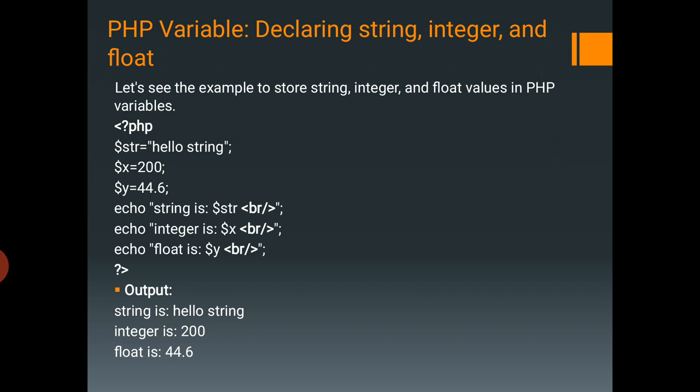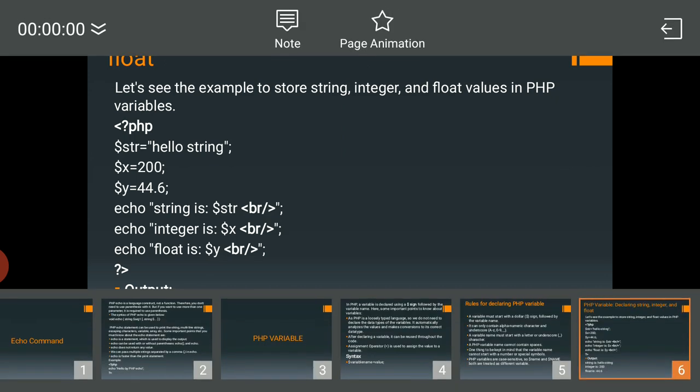The br tag is used to display the output on the next line. Next, echo "Integer is $x". Echo "Float is $y". The script is completed and the angular bracket is closed. The output displayed in the web browser is: string is hello string, integer is 200, float is 44.6.